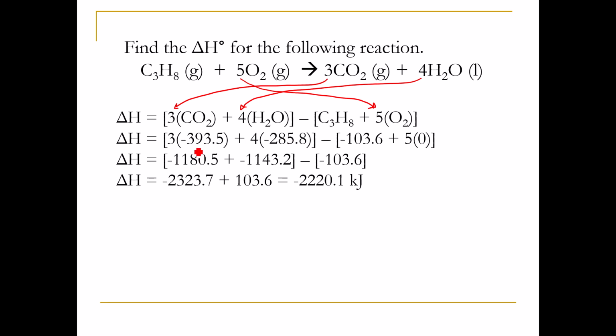Then I'm going to look on my table and fill in these values. So my negative 393.5 was for CO2, negative 285.8 is for the water, negative 103.6 is for the propane, and then notice O2 is 0. Why is it 0? That's elemental. Okay, all the elemental ones have 0 for delta H. Then we just complete our math and we get our delta H value. Okay, and notice it is negative, which means exothermic. All combustion reactions are going to be exothermic.